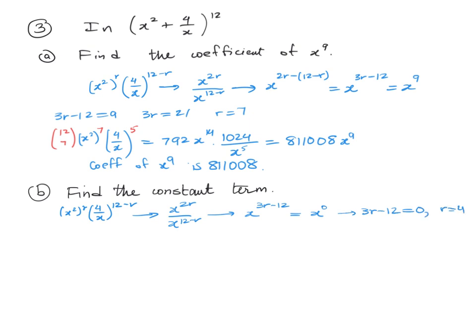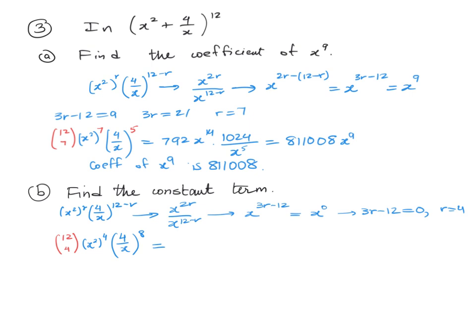So now we're ready to actually calculate the coefficient. So really what we want is 12 choose 4. We could also have used 12 choose 8. That would have been fine. And then we want x squared to the 4, and then 4 over x to the whatever's left over, which is 8.